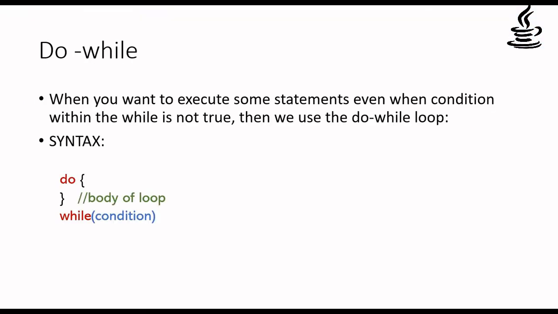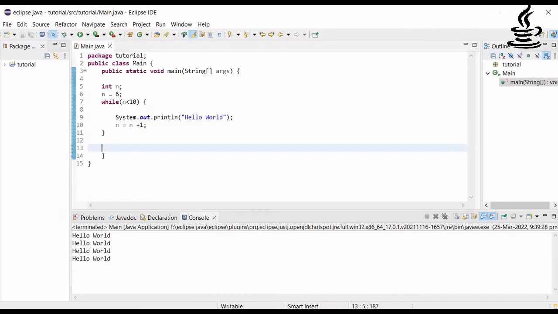So often we will see in our programming that we would have a situation when we want to execute the body of loop or certain set of instructions even when the condition within the while loop is not true. So for that purpose we can define the do while statement. For example, in our previous example of while loop, we were printing hello world against some number n. Now for our hello world operation to be performed, the condition within the while parenthesis should be always true.